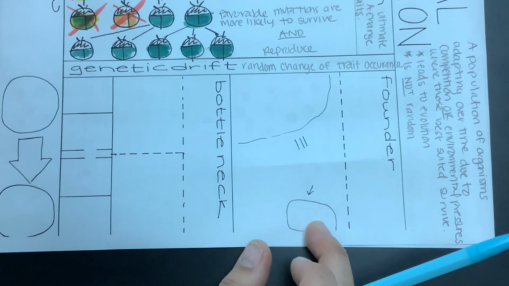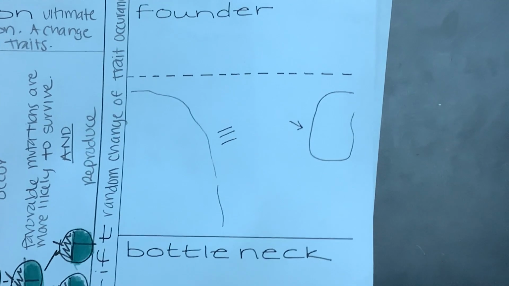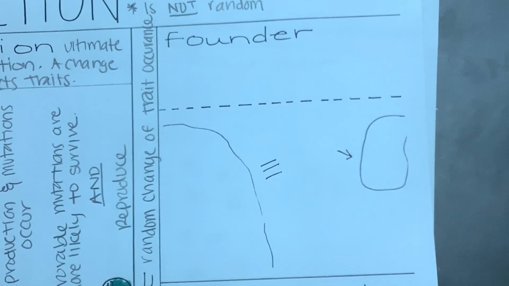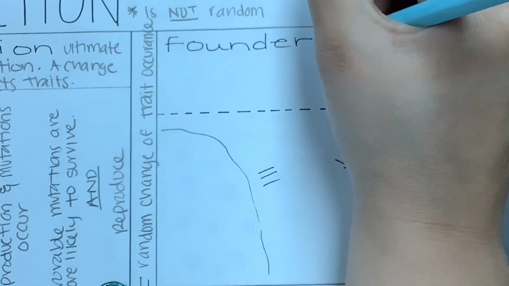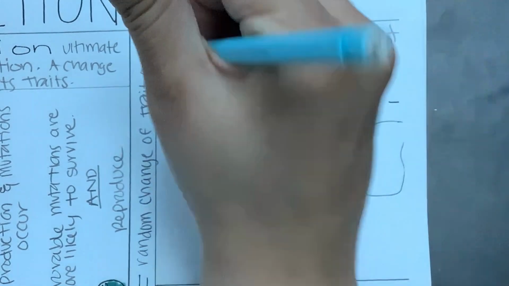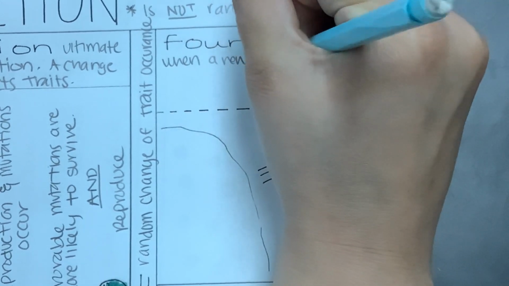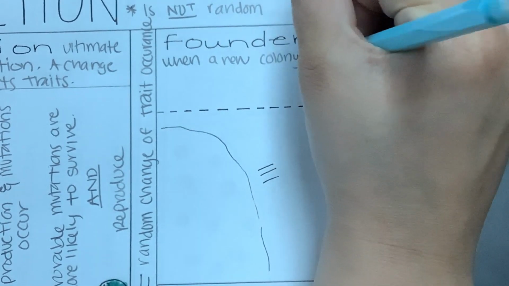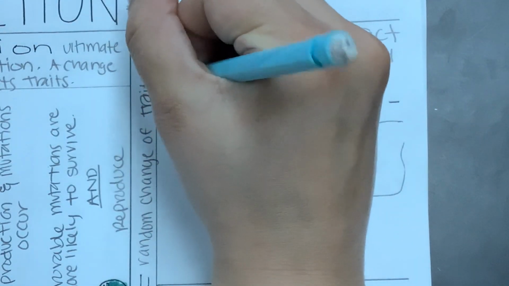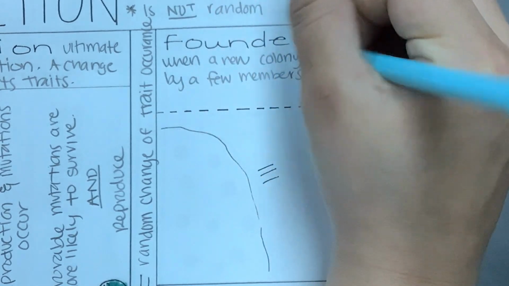So I'm going to flip my paper. Let me zoom in a little bit more. Okay, so let's talk about that founder effect first. And we're actually missing founder effect here. Okay, so founder effect is when a new colony is started by a few members of the original population.